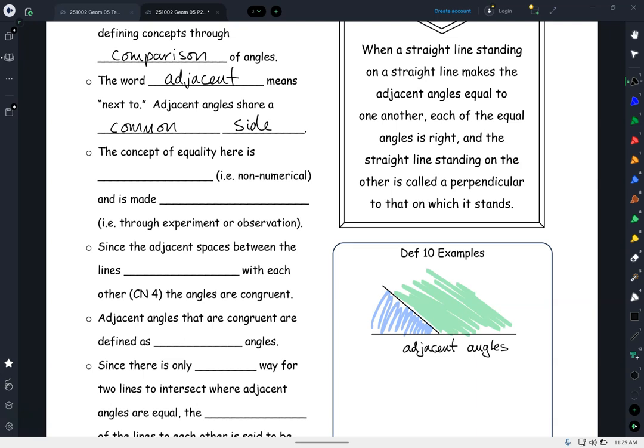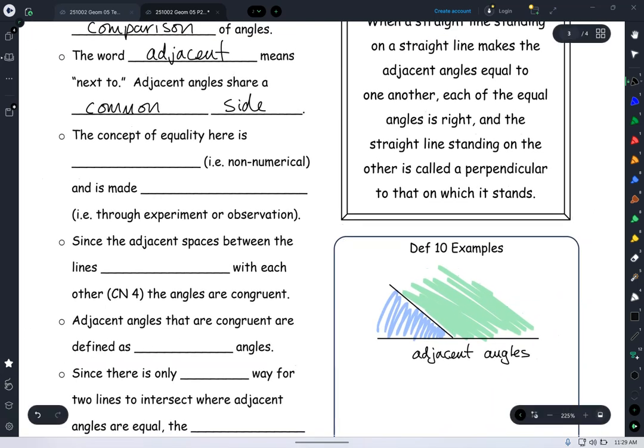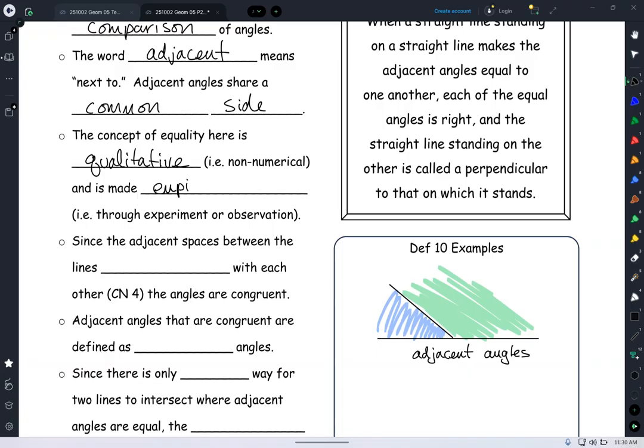Now, you'll notice that here in Euclid's definition he says that when you have this situation where adjacent angles are equal. Let's talk about this for a second. The concept of equality here is what we would call a qualitative assessment, which means it's non-numerical. Notice I haven't used any numbers. This is a non-numerical assessment of equality, and it's made empirically, through experiment or observation. So it's qualitative in nature, and it's made empirically.